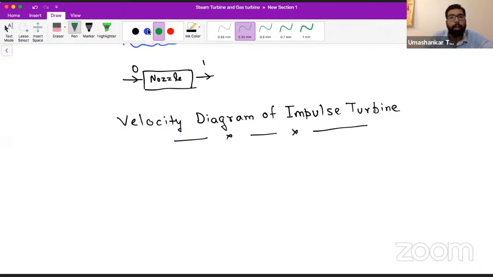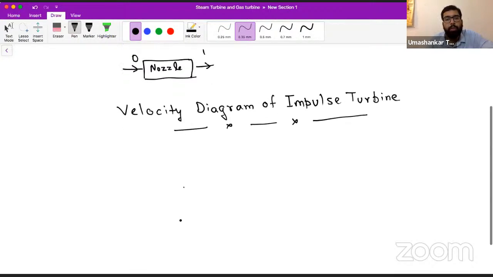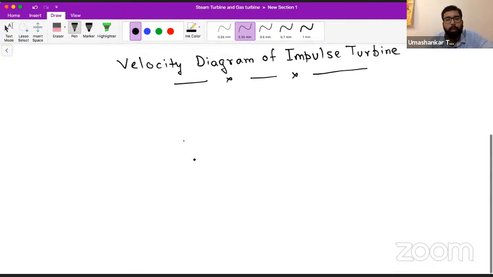How are we going to draw the velocity diagram of an impulse turbine? Now see, the blades of the impulse turbine are somewhat like this.